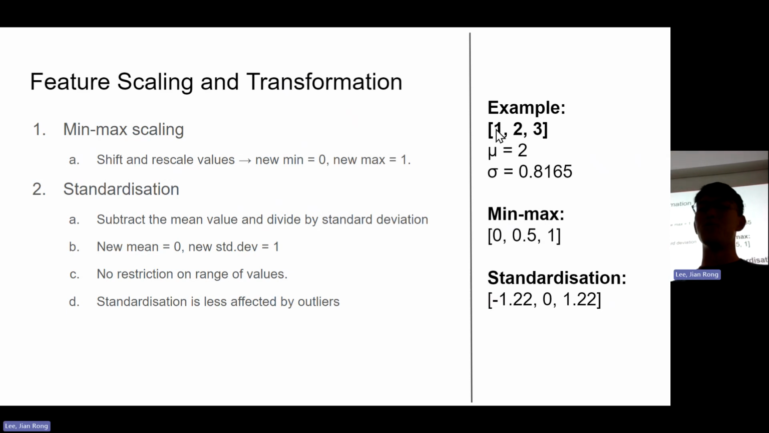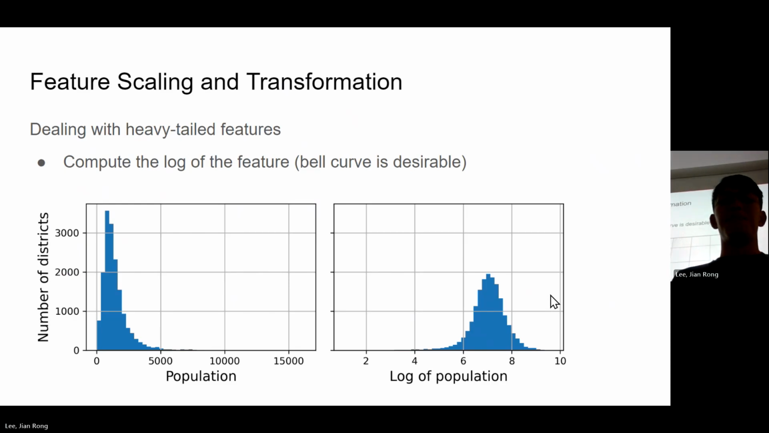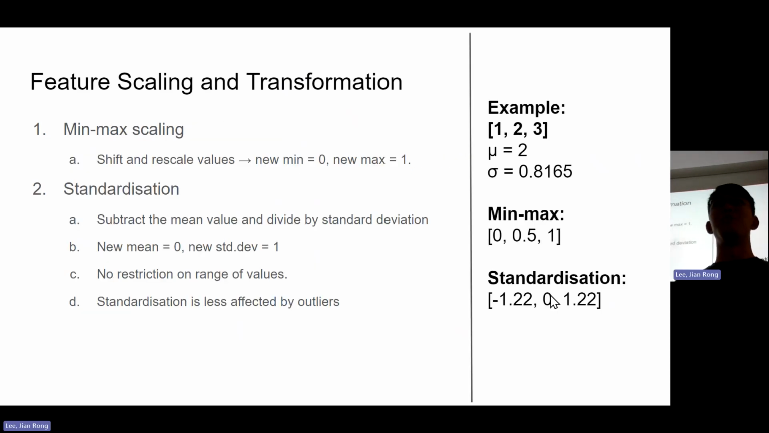If you take 1, 2, 3, you subtract away the mean, which is 2. So this becomes -1, 0, and 1. And then you divide by the standard deviation to give you these numbers, right? And if you put this into a calculator, it's going to tell you that the standard deviation is 1. Okay, so for this project, we're going to be using standardization.